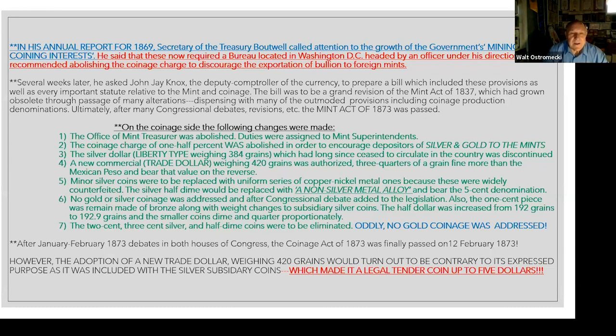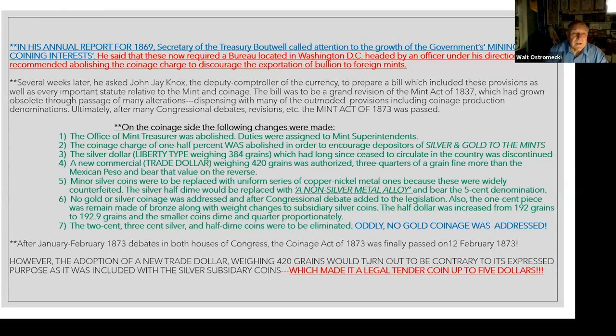Well, several weeks later, he asked Jay Knox, the deputy comptroller of currency, to prepare a bill which would include the provisions needed to get this statute on the mint records. The bill would be a grand version of the Act of 1837, which had grown obsolete through the passage of years. Dispensing outmoded provisions and so forth were a real problem, especially when it came to coinage denominations in the 1830s and earlier. So on the coinage sides, noted here in the green headlines, are the changes that were made.